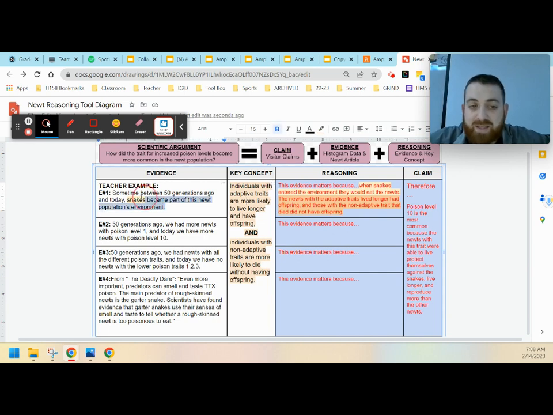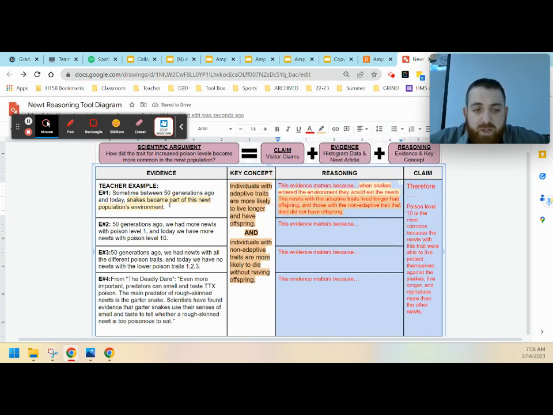So I need to connect this evidence to this key concept within my reasoning. So this plus this in my reasoning to support my claim. So my claim talks about the snakes, living longer, reproducing. So let's take a look at how I pull it all together. So the yellow section is the evidence. And the orange section here is going to be this portion here.